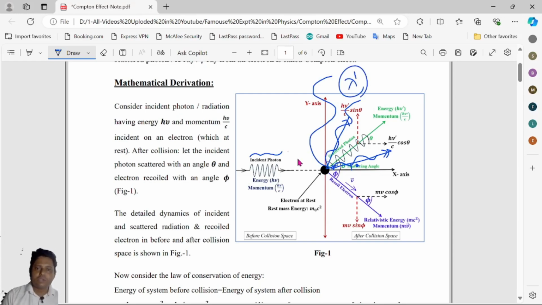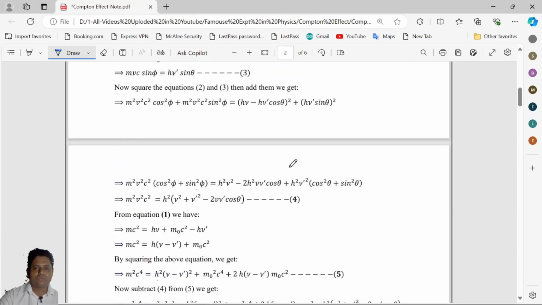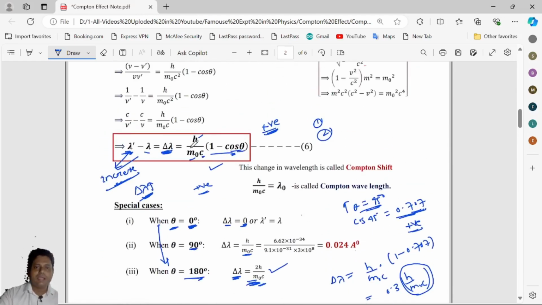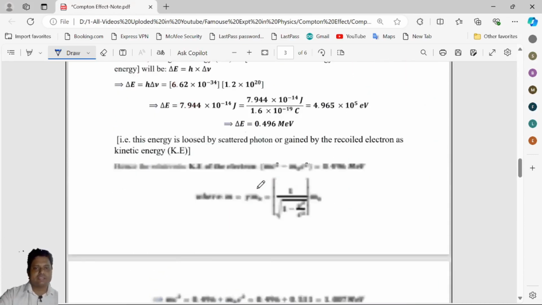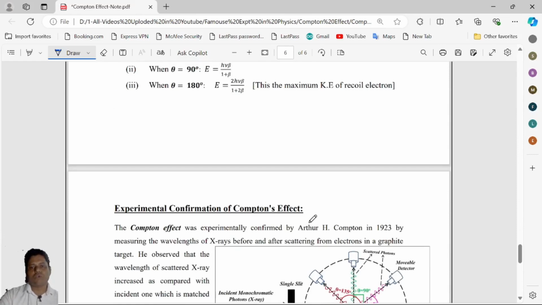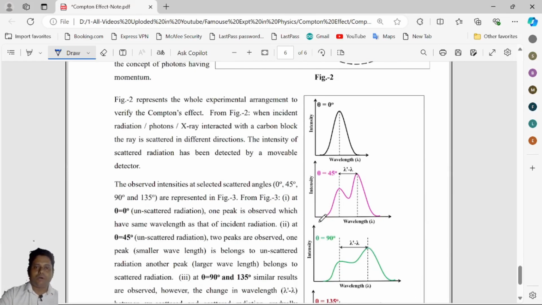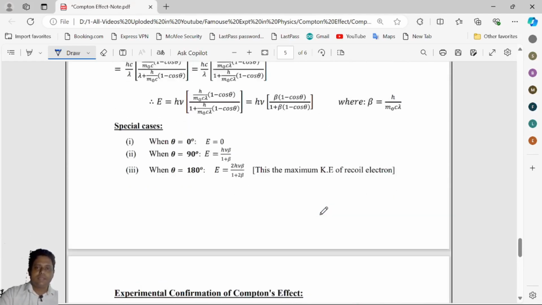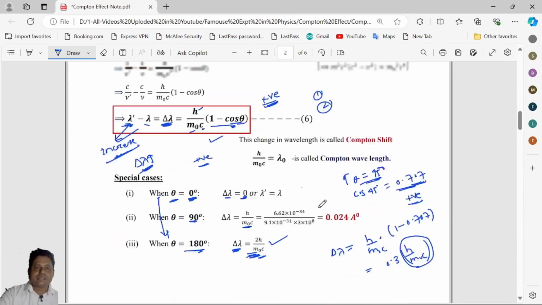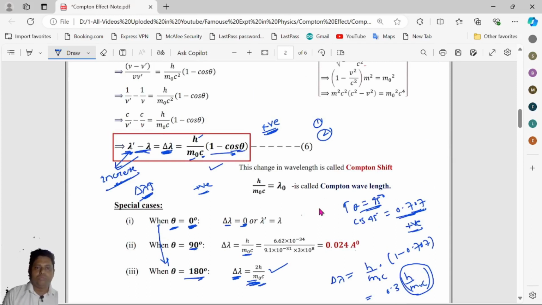Okay, so this is the theoretical explanation that we observed in our last class, and in detail it was derived in our last class. And experimentally this much we also found, which we are going to discuss in our next class. In the next class we are going to discuss the experimental confirmation of Compton effect, that experimentally this is also observed. That means lambda dash minus lambda value increases with theta.